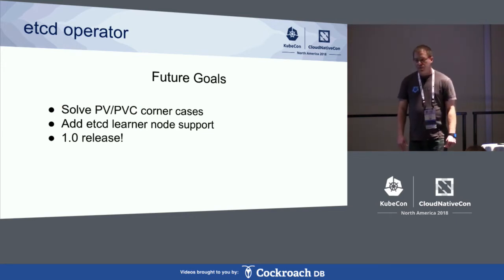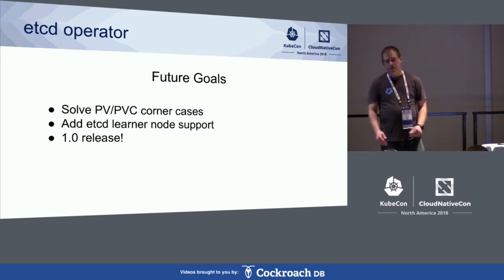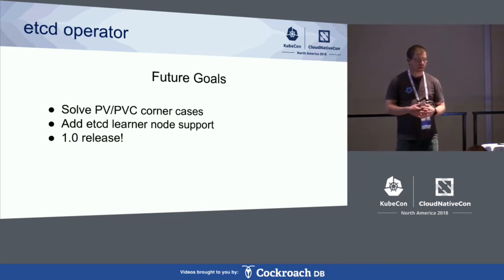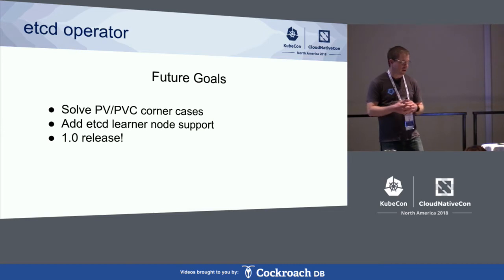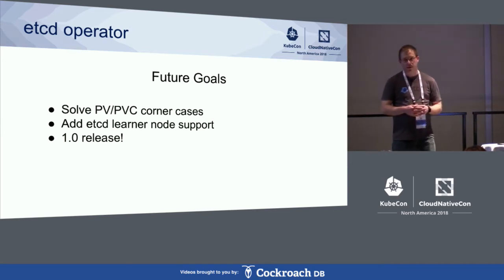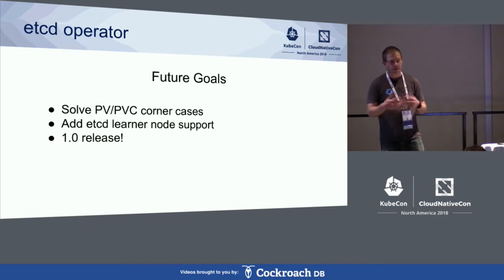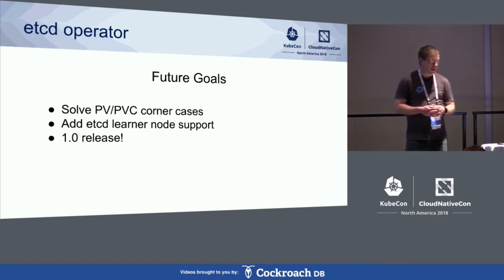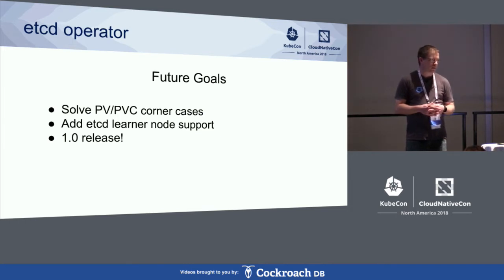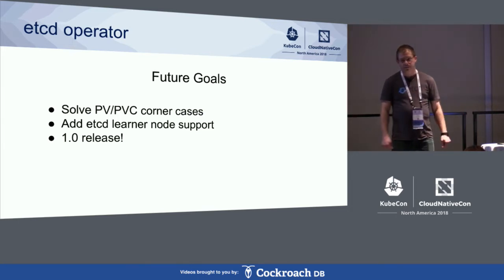Just a few of the future goals for the project. We are maintaining it more now. We're hoping to get some of the features in. There are a lot of outstanding PRs we're trying to work through. Of course, we need to solve for corner cases in PV and PVC failures. And we definitely want to add learner support for durability and in the efforts to move to a 1.0 release.